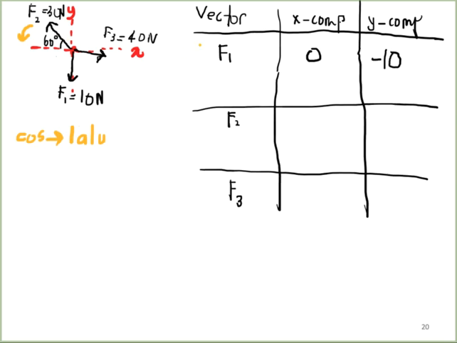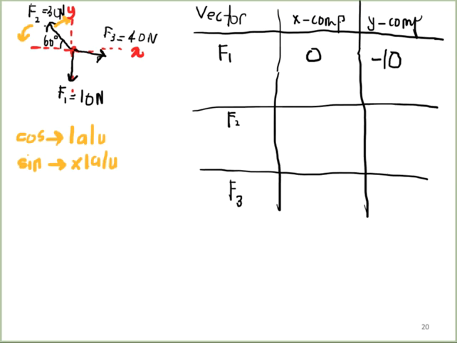For F2 in the y component, this is your F2 and we want to bring F2 to the y-axis. It doesn't touch the angle, isn't it? Dia tak lalu pun angle 60 degree. So kalau tak lalu, it will be sine. If it doesn't pass by the angle, it will be sine. That's the tip.